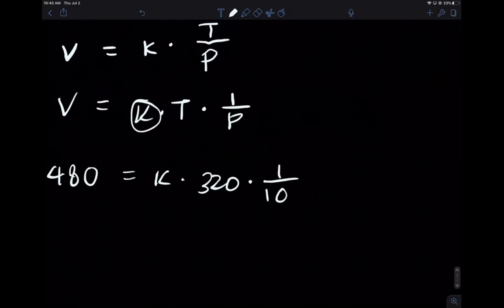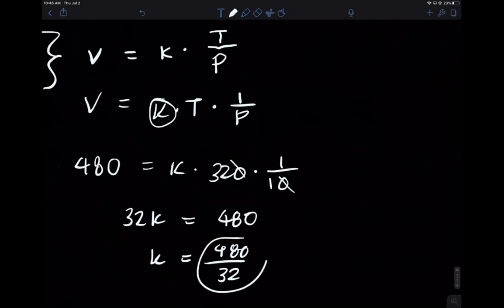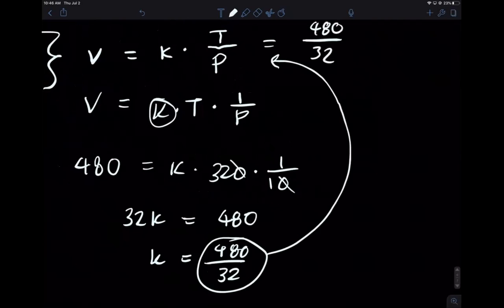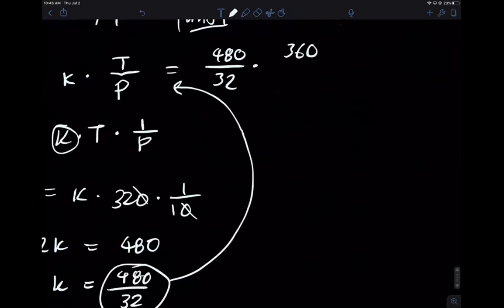And then all we have to do is solve for K. So we just have 32K is 480. All I did was divide this by 10, so it's 32, and then we can solve for K. And we can plug this number back in. So what we get is 480 over 32 times our new temperature, which is 360 degrees, and our new pressure, which is 10 pounds per inches squared. And then all we have to do is this.